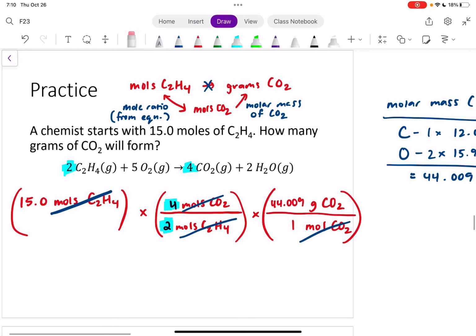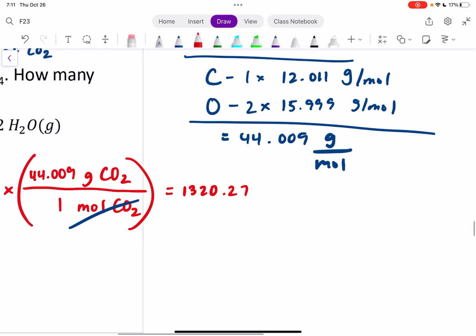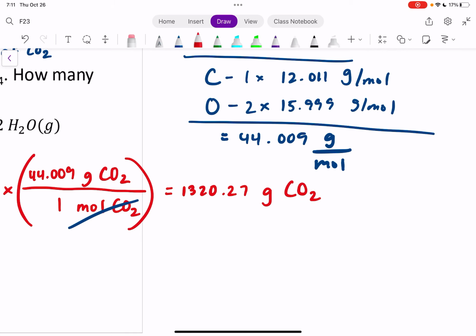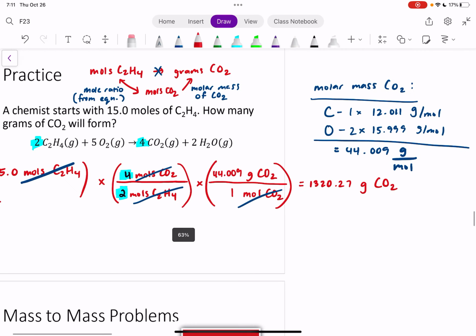All right, and then it's just a matter of doing the calculation. So we're going to multiply all of the numbers on the top and then divide by the product of all the numbers on the bottom. So when I'm entering this into my calculator, I'm going to do 15.0 times 4 times 44.009 equals, and then I'm going to divide by 2. And that's going to give me 1320.27 grams of CO2.